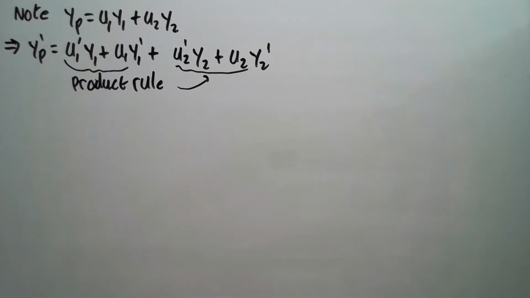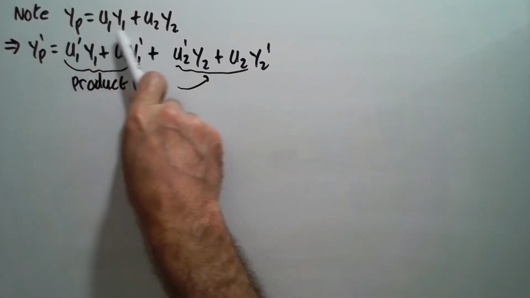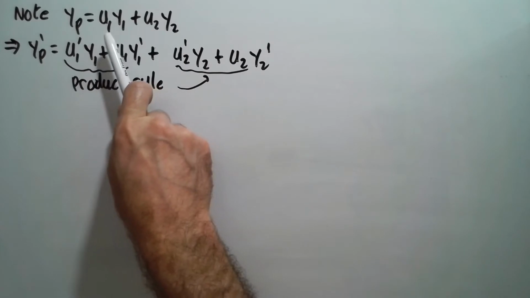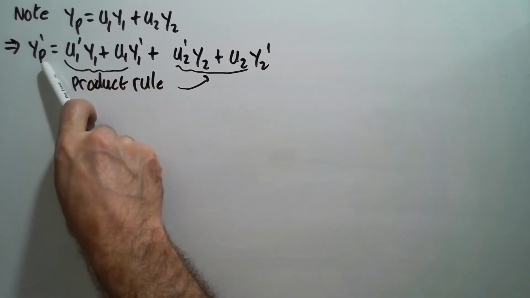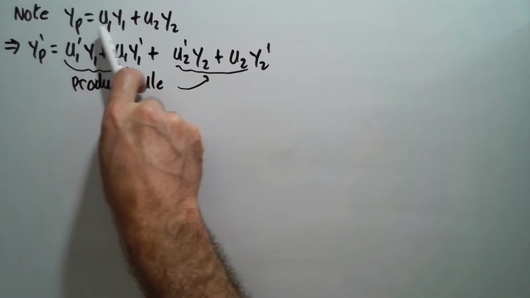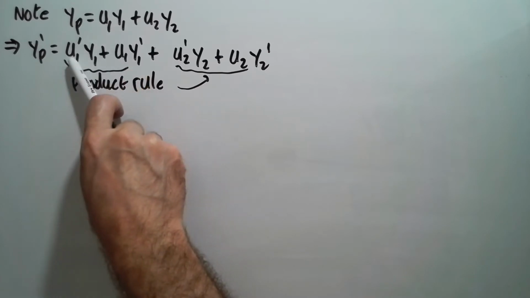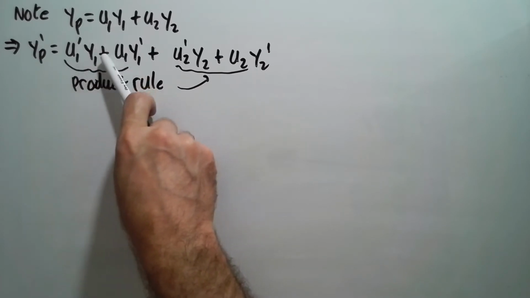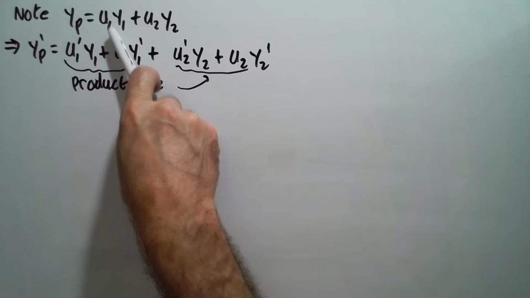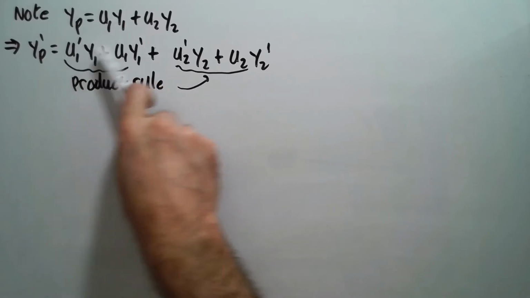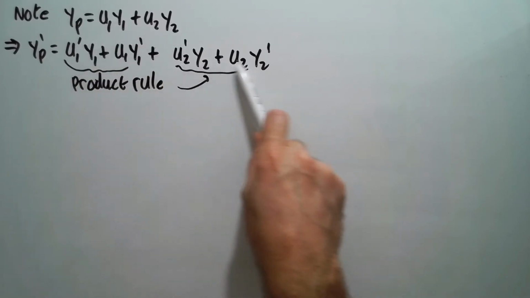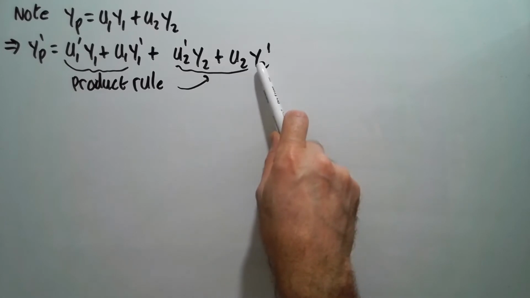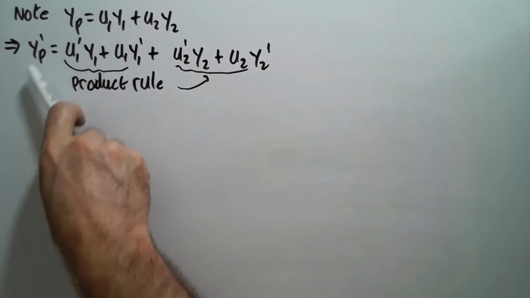Okay, so we have our yp, we're assuming looks like this, and taking the derivative to find yp prime, you'd have to use the product rule on this one, so it'll be the derivative of the first function, u1 prime times y1, plus u1 times y1 prime, then using the product rule on this one, it's over here. Now let's do yp double prime next.